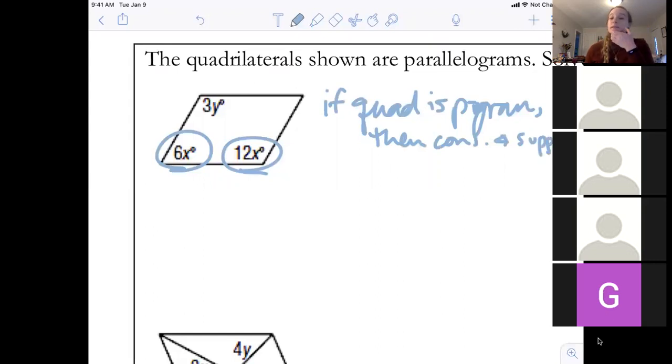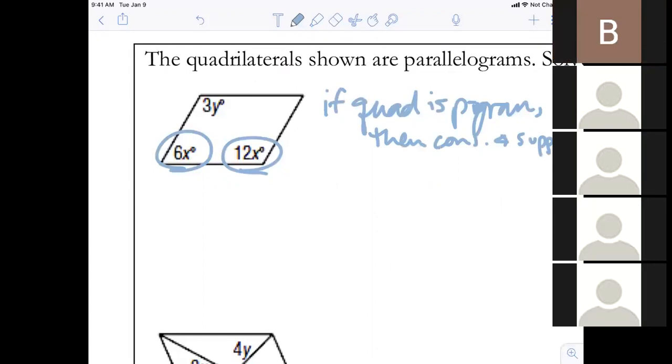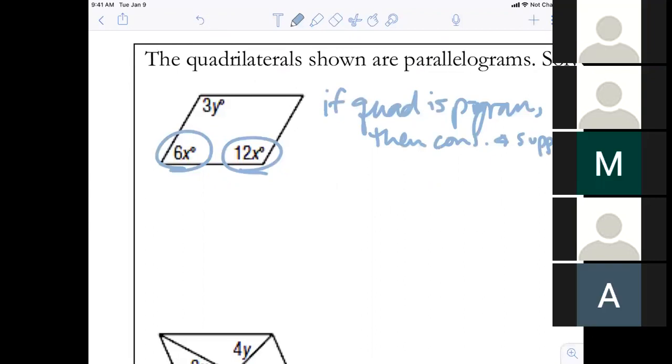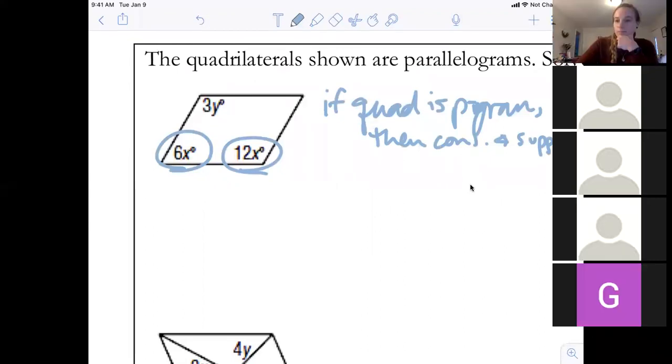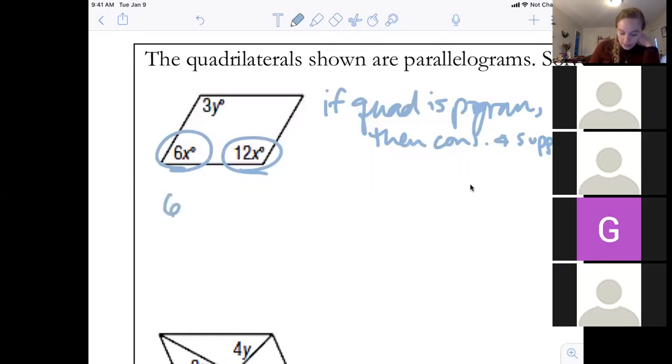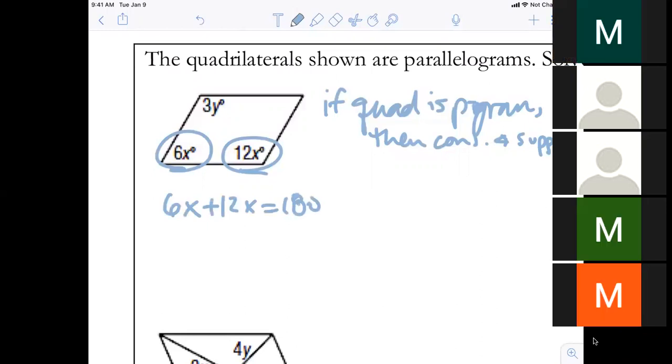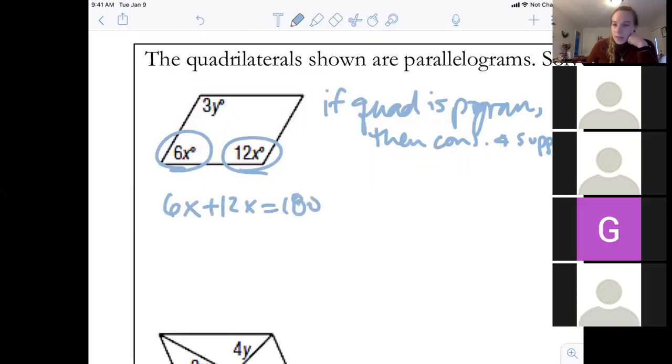And if they're supplementary, somebody else set up the equation for me. How do I solve for x if I know that they're supplementary? Would it be 6x plus 12x equals 180? Very good. So if I know that they're supplementary, I know they add to be 180. Very good, Maggie.